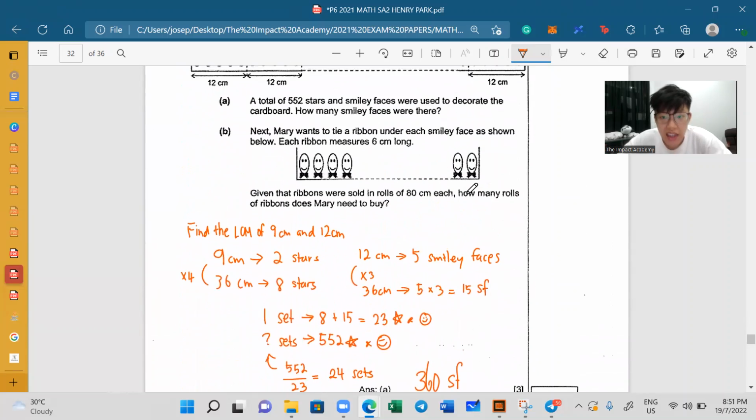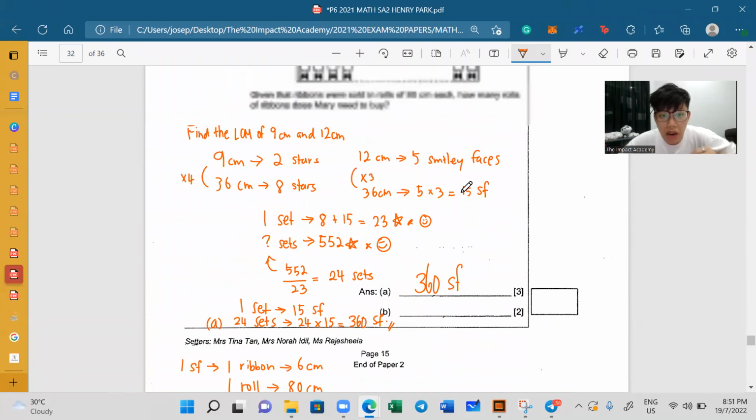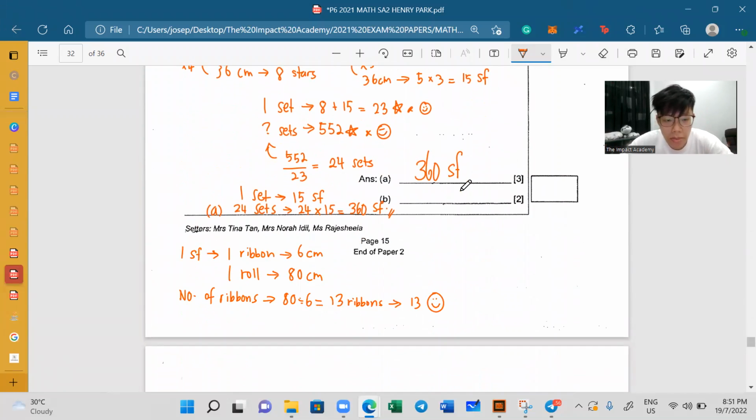They are asking us how many rows of ribbons does Mary need to buy? In part A, I found that I have 360 smiley faces, which means I will need 360 ribbons, right? Because if one ribbon goes with one smiley face, I will need 360 ribbons for 360 smiley faces. Okay, but now the question is how to find the number of rows, isn't it?